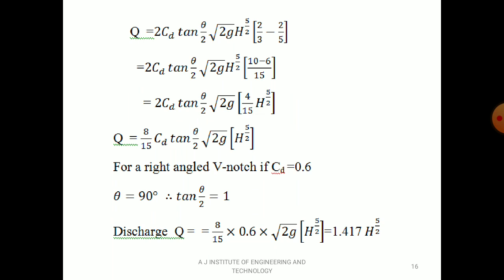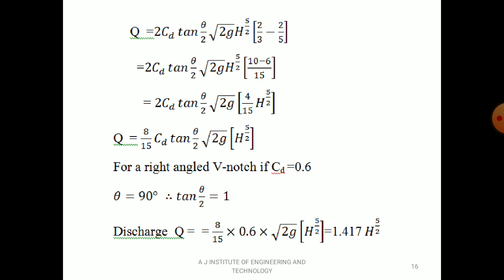For right angled V notch, if Cd equal to 0.6, so if coefficient of discharge is equal to 0.6, theta equal to 90. So it is a right angled V notch. Right angle means 90 degree, theta equal to 90. So tan theta by 2, that is 90 divided by 2, that becomes tan 45. So tan 45 is 1. And substitute Cd equal to 0.6. So tan theta by 2 equal to 1.